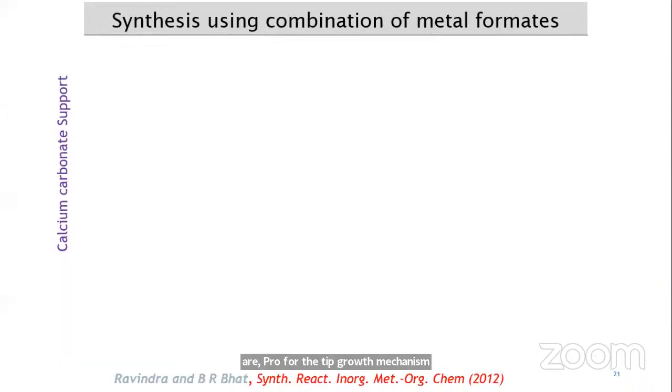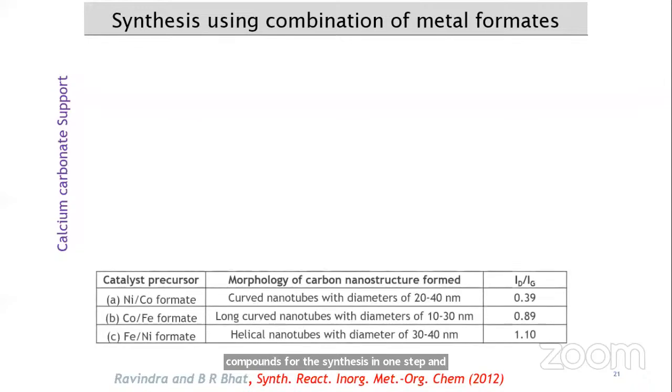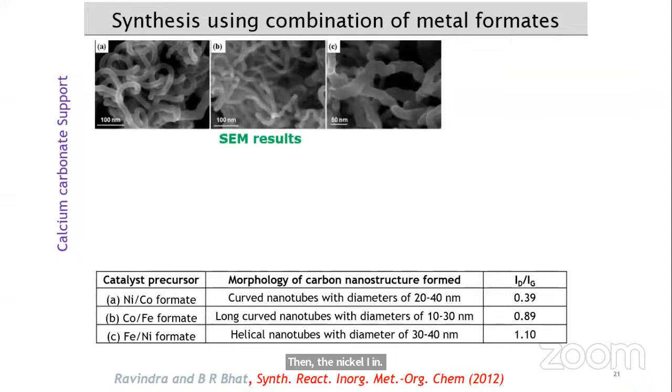Now, the synthesis of carbon nanotubes using different catalysts. Normally, ferrocene is used. We have tried different metals or different compounds for the synthesis in one step, using calcium carbonate as support. The catalysts we have used are a nickel cobalt formate mixture, then cobalt iron formate, then nickel iron formate.